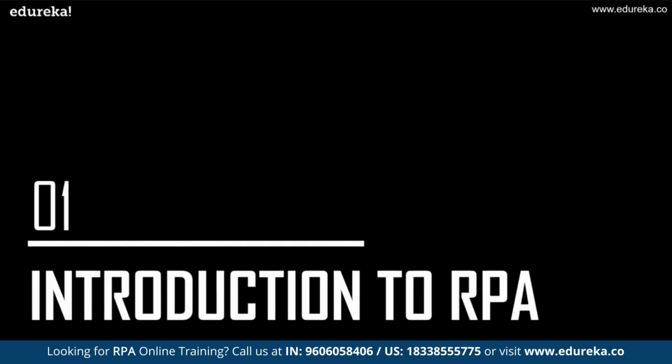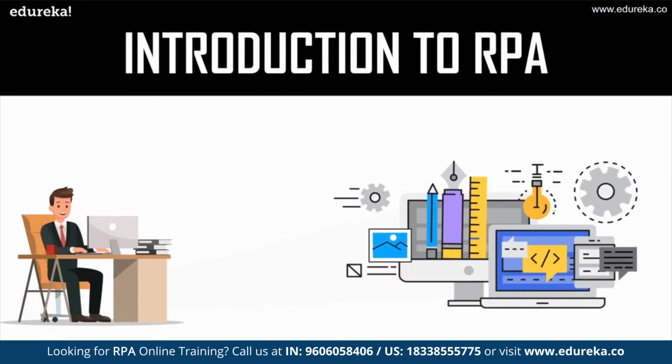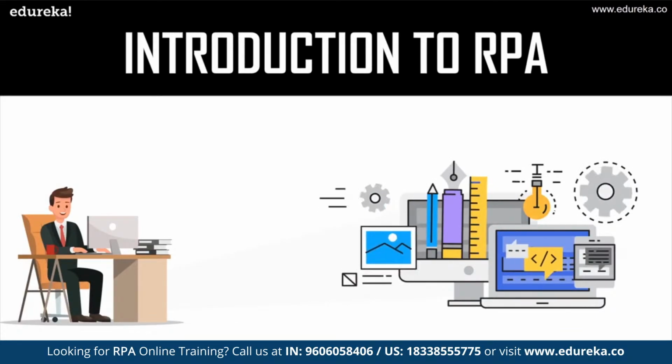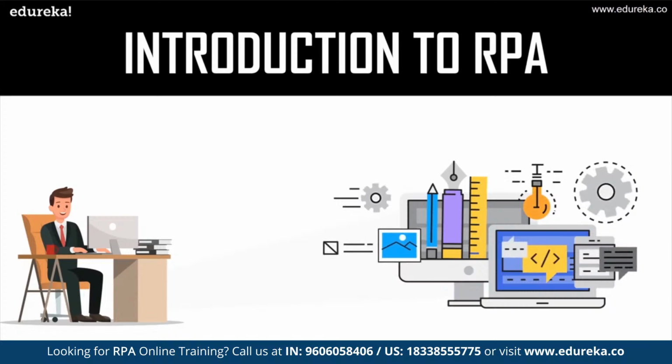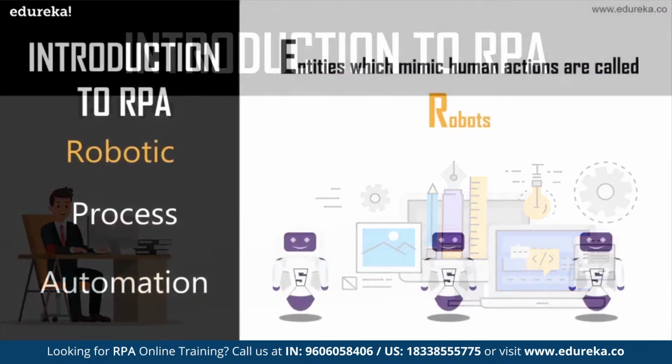If I have to define the term RPA for you, then the process of automating business operations with the help of robots to reduce human intervention is nothing but robotic process automation. Now, if you hear the term robotic process automation, there are mainly three terms that you have to understand here. That is robotic, process, and automation.